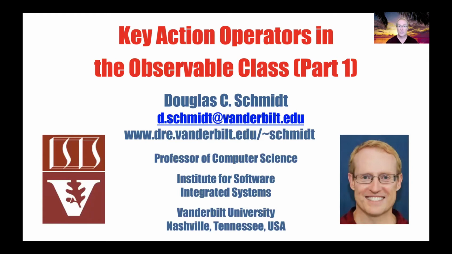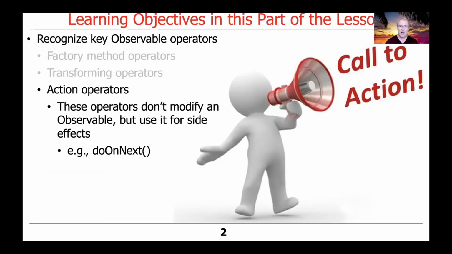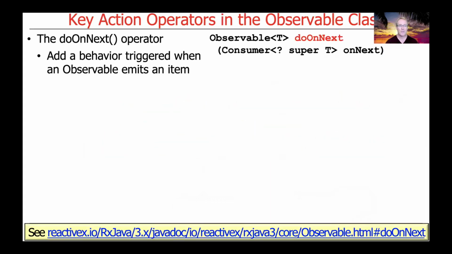We're now going to start our focus on a key action operator that's defined in RxJava's Observable class. Action operators don't modify their values, but only use the values for side effects. The observable itself is not changed. And we're going to be focusing here on the doOnNext action operator.